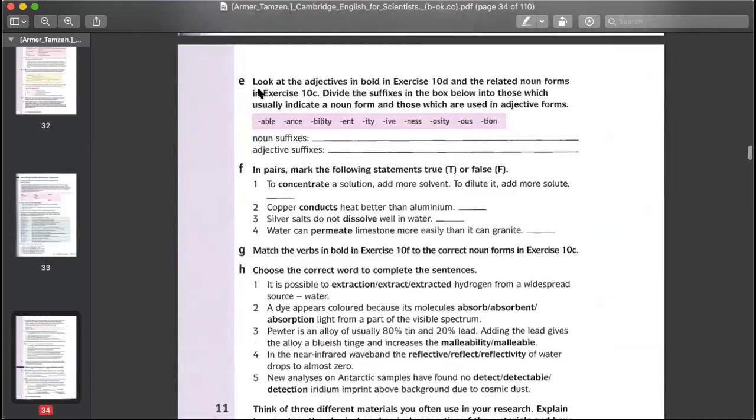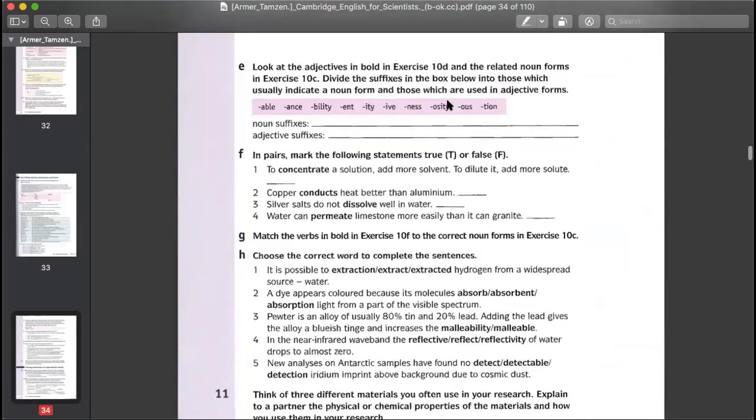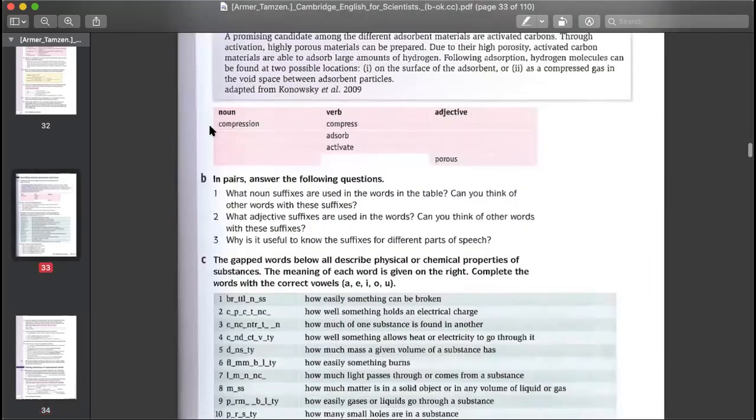In E here we have to look at the adjectives in bold. In exercise 10, you have here a box: able, ANC, ability, ENT, ITY, IVE, NES, OSITY, OS, and SION or TION. The task requires you to divide them into two groups. The first one will be noun suffixes and the second one will be adjective suffixes. You will not do this exercise until you finish this exercise.